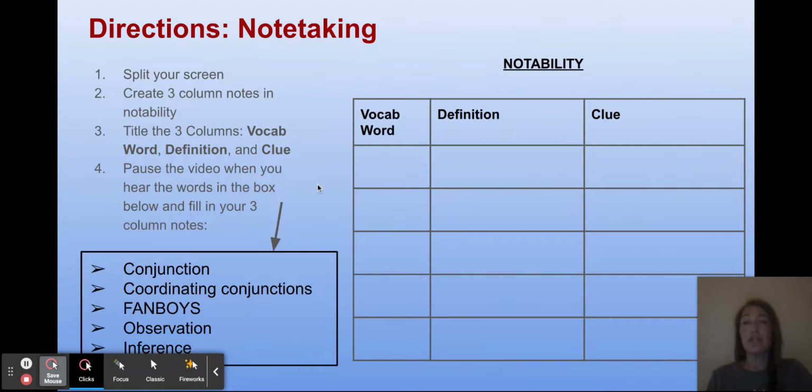Reminder about taking notes. You want to either split your screen and do your vocabulary work in Notability. Here's the list of words that I for sure want you to include, or you can always write it down on a piece of paper yourself in your notebook, but I want it all in one place.